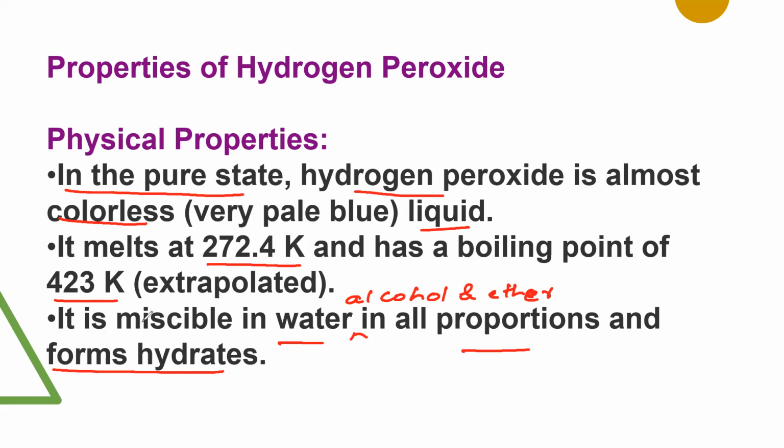Hydrogen peroxide is miscible. Miscible means mixed with water, alcohol, and ether in all proportions. With water, it forms a hydrate, that is H2O2·H2O, melting point 221 kelvins. A 3% solution is marketed as 100 volumes of hydrogen peroxide.